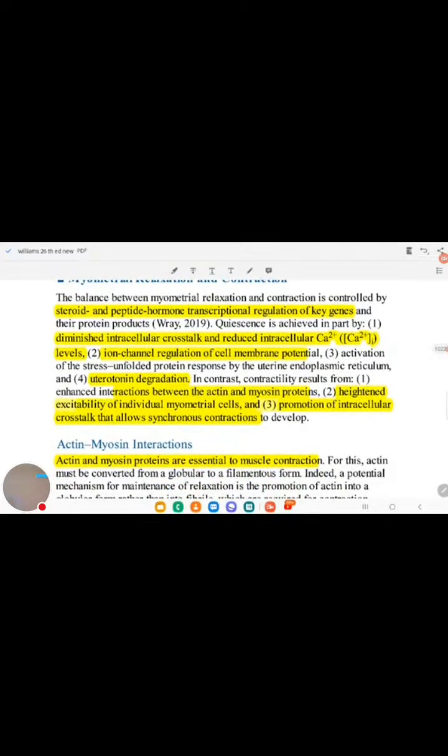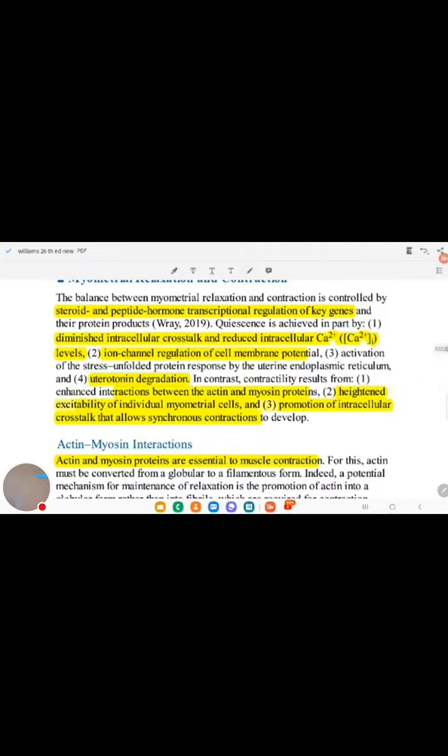How will it maintain the relaxation and contraction? What are the factors? The balance between myometrial relaxation is controlled by steroid and peptide hormone transcriptional regulation (PG). Relaxation is achieved by diminution of intercellular crosstalk, reduced intracellular calcium, ion channel regulation of cell membrane potential, activation of the stress unfolded protein, and uterotonic degradation.